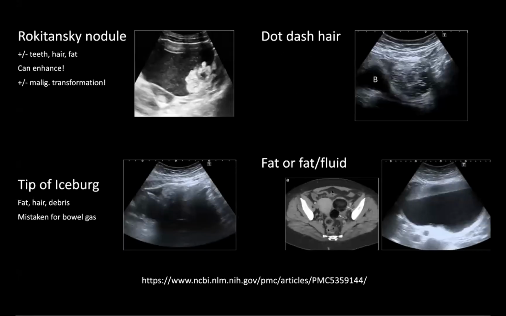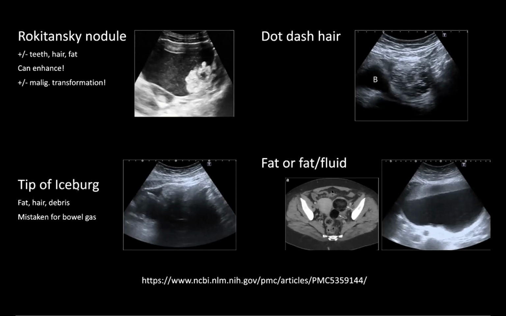So here's just a couple of the classic findings. And this is basically what I had in my case, which is this Rokitansky nodule. Rokitansky nodule is a bigger conglomerate of soft tissue. It's kind of a combination of rudimentary teeth, hair, fat, but because it's soft tissue, it can enhance. And if there's malignant transformation in a dermoid, it is likely to happen in the Rokitansky nodule. So the pathologists will dissect the nodule extensively to look for any malignant transformation.